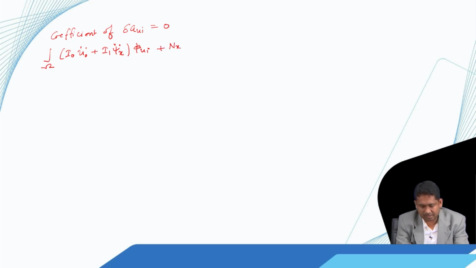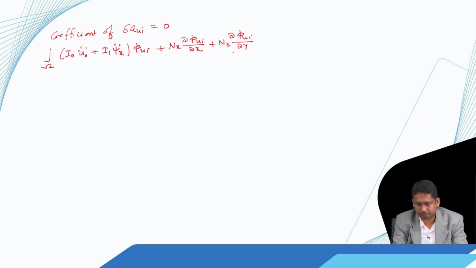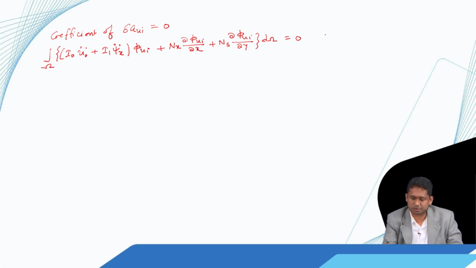From the coefficient of delta a ui equal to 0, that gives me an equation which looks like this: I0 into u0 double dot plus I1 into psi x double dot multiplied by phi ui, plus nx into del phi ui by del x plus ns into del phi ui by del y, and this integral is 0. So, this gives me a total of L equations.